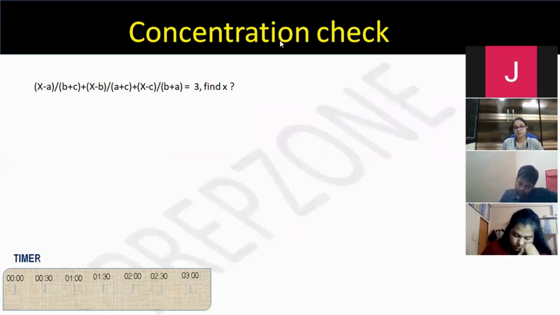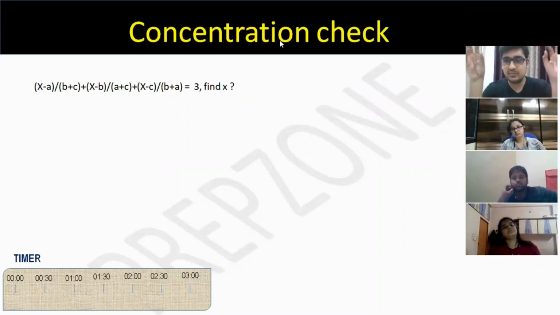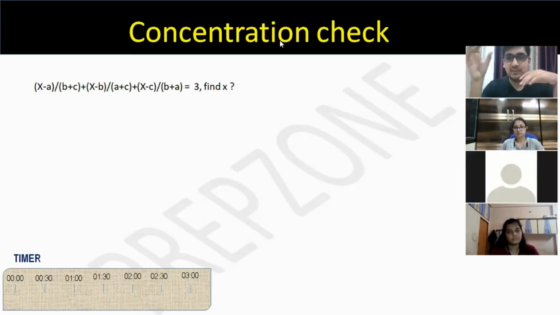Okay, time up, guys. The question should be a one-liner. The hint is you don't have to solve the question. X minus A upon B plus C. First thing is it's a symmetrical question, right? All the three terms are symmetrical. X minus A upon B plus C, X minus B upon A plus C, X minus C upon C plus A. So which means there is absolutely no point in giving any extra weightage to any term. Which means what you can say is that 3 is 1 plus 1 plus 1, which means each of these terms should be equal to 1. And if you do it, you just get X equals A plus B plus C in one line.